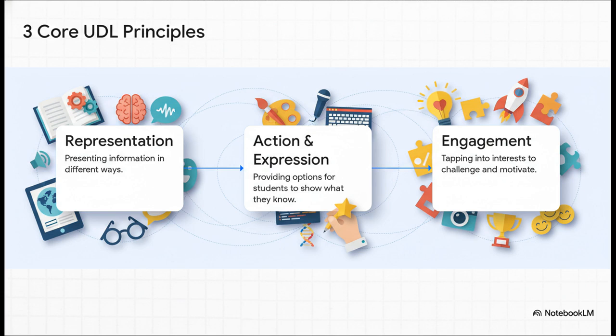So UDL basically boils down to three main things. First up is representation. That just means showing information in different ways. The second is action and expression, which is all about giving kids options for how they show you what they've learned. And finally, number 3 is engagement. Finding what makes students tick and using that to get them excited about learning. These 3 ideas, they're basically the blueprint for everything AlloFlow does.